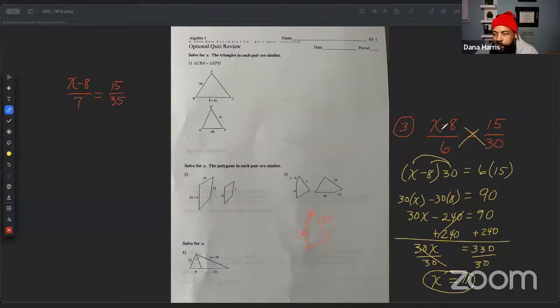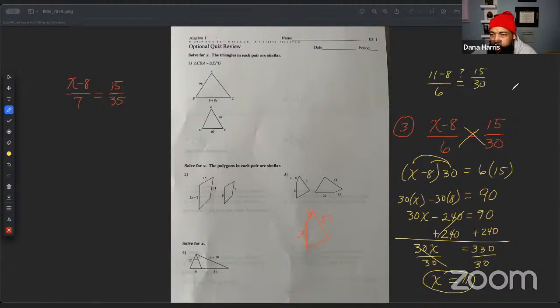Should be 11. 11 minus 8 is 3 over 6. Yep. And don't forget, this is something I forgot to mention. Whenever you get a solution, plug it back in. So if I go back and I say 11 minus 8 over 6, I want to know, does that equal 15 over 30?